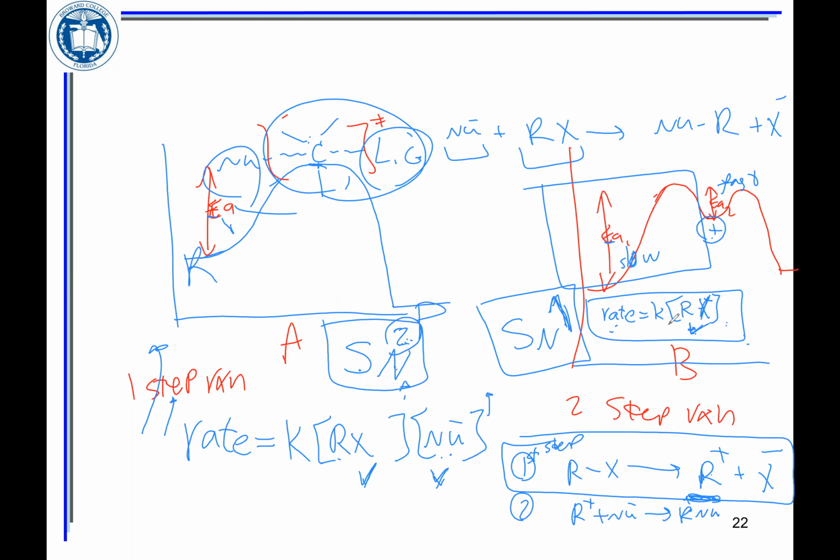And that's why when we write the rate law for this reaction, we only include the RX part of the equation and not the nucleophile, because the nucleophile comes in the fast step. And we learned from kinetics in general chemistry too, that if you have a multi-step reaction, only the slow step of the reaction is going to affect the rate of the reaction.